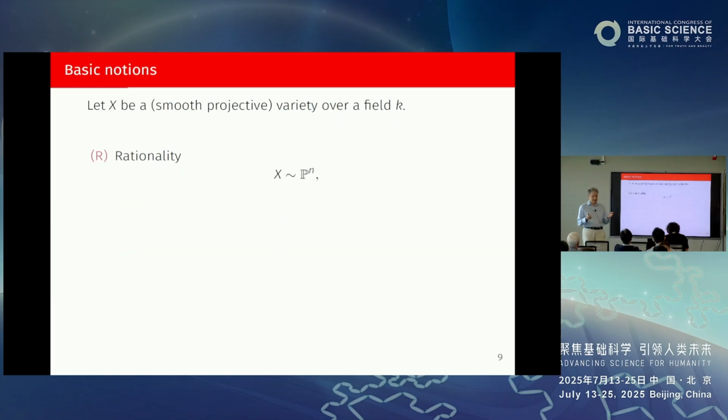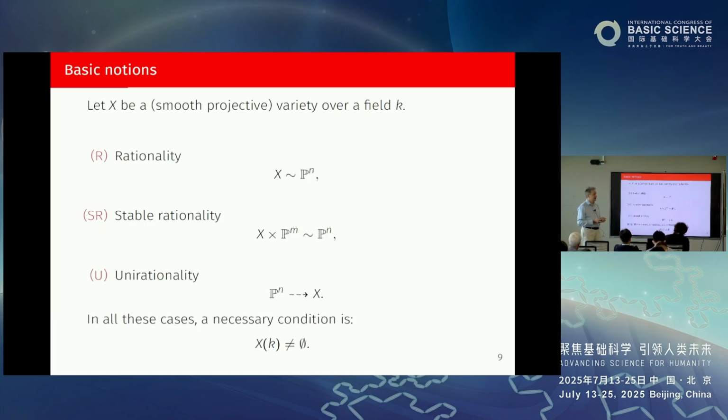So the kind of questions that are central to this field is understanding rationality of varieties. It could be over the complex numbers or over a non-closed field. Stable rationality: in fact, you can have varieties that are not rational but become rational after you multiply by projective space. And then unirationality, that you're dominated by projective space. In all these cases, a necessary condition is that you have a rational point. So existence of rational points is a birational invariant, and so this is required.